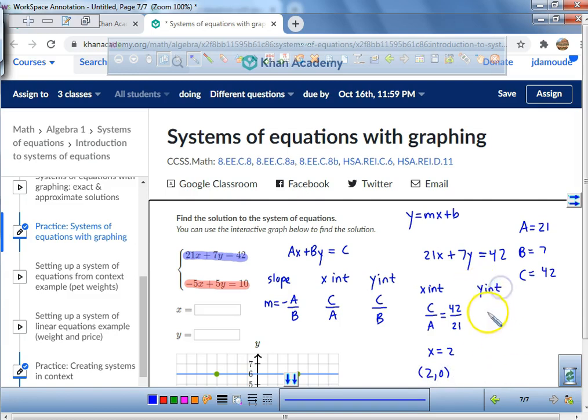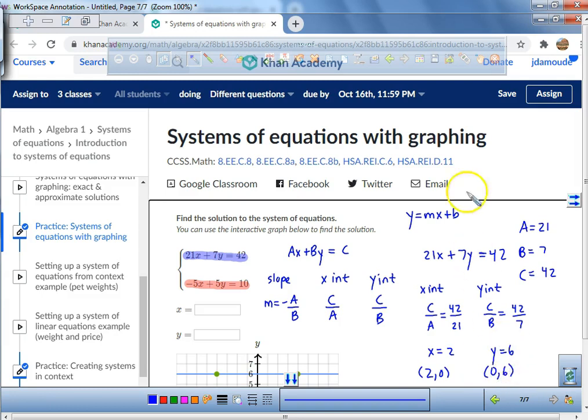All right, let's look at our y-intercept. Our y-intercept is always found by c divided by b. What's our c value? 42. What's our b value? 7. 42 divided by 7 is 6. So my y-intercept is at a 6, so I'm going to put 0, comma, 6.